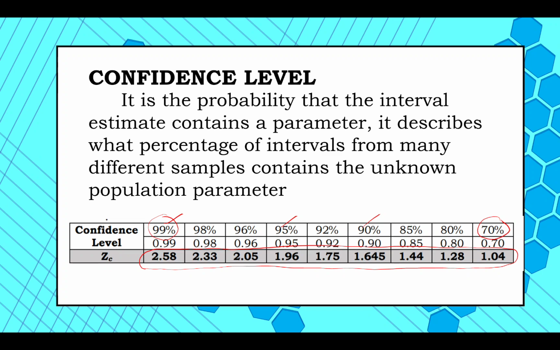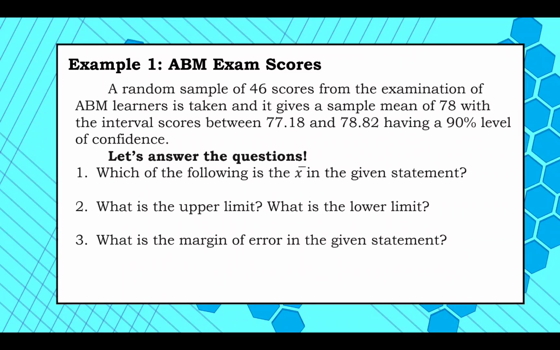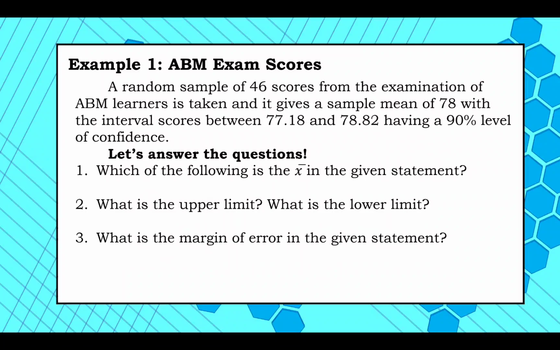Let's have some examples on how to use the interval estimate in different situations. Example number 1, ABM exam scores. A random sample of 46 scores from the examination of ABM learners is taken and it gives a sample mean of 78, with an interval of scores between 77.18 and 78.82, having a 90% level of confidence. First question, which of the following is the sample mean in the given statement? If we read the word problem again, the sample mean is 78.